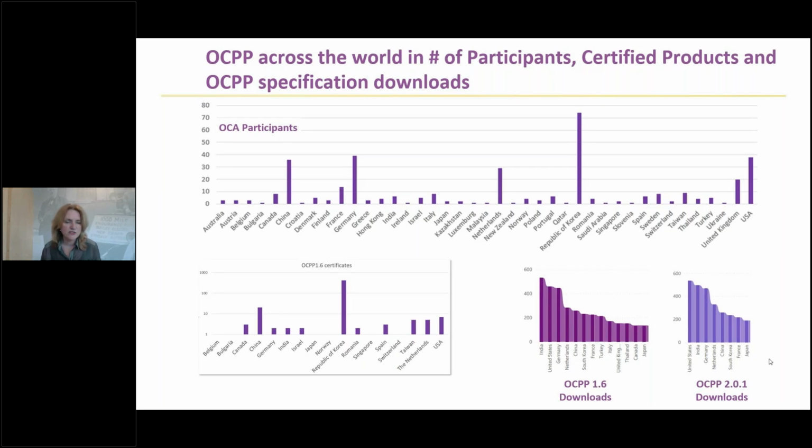To the bottom left, you see the certificates. This is an example of OCPP 1.6 certificates. We also offer a certification program for 2.0.1, but here you see that depending on the country, the certification program is more used. And to the bottom right, you see the downloads. Downloads are possible for anybody. In this graph, you see that downloads are being done a lot to the United States, India and Germany. Those are the top 3 countries where people are at least downloading OCPP and hopefully using it.